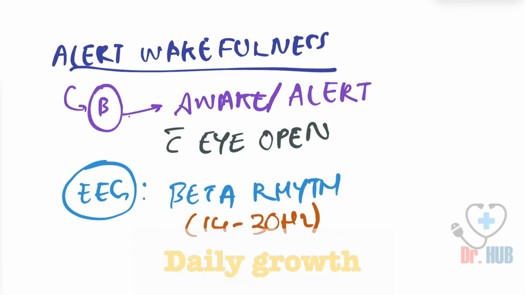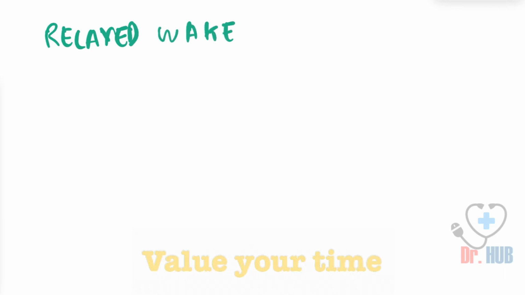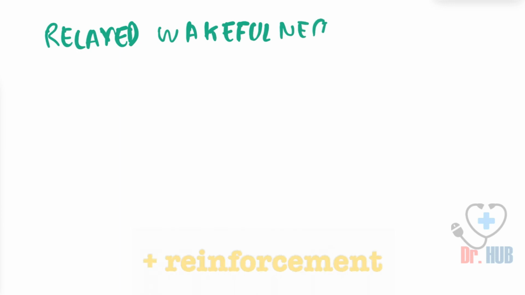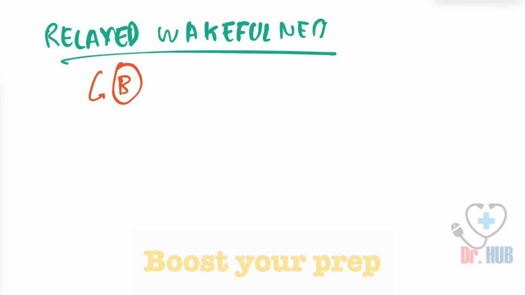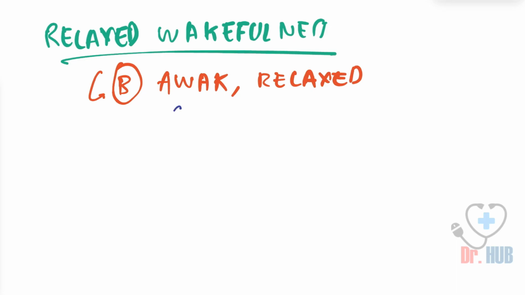Next, we also have the stage of relaxed wakefulness. Under relaxed wakefulness, for the behavior, the person is awake and relaxed as well. And what happens to the eye? In alert wakefulness the eye is open, whereas in relaxed wakefulness, the eye is closed.